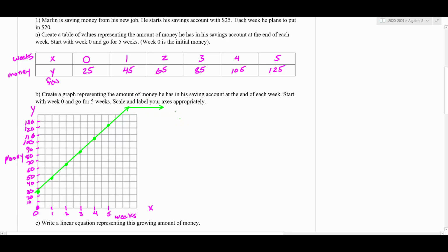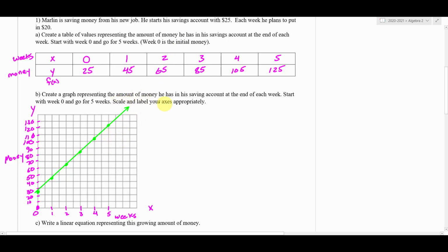There we go. It drew an extra line for me, but let's see if I can get rid of that. Yeah, there we go. So there's my line. Notice I put an arrow on the end to indicate that the line would keep on going. For as long as Marlin decides to work, this line will keep growing at the same rate, so it'll keep going off in that same direction.